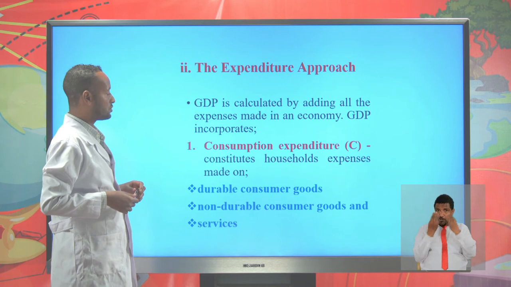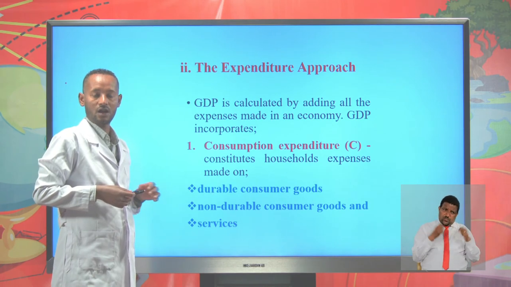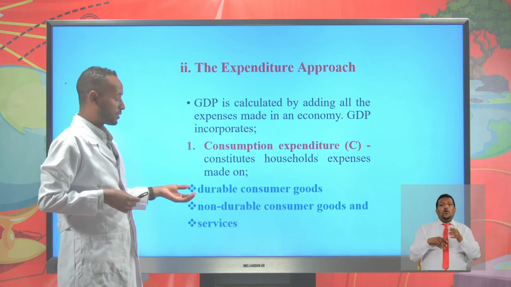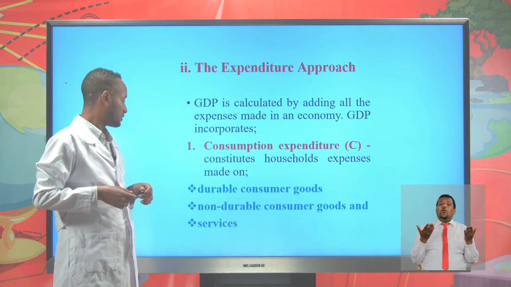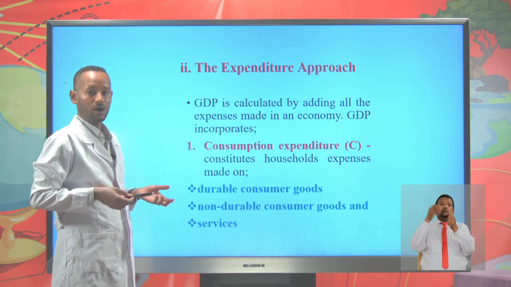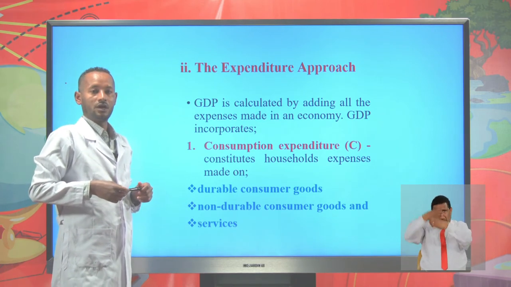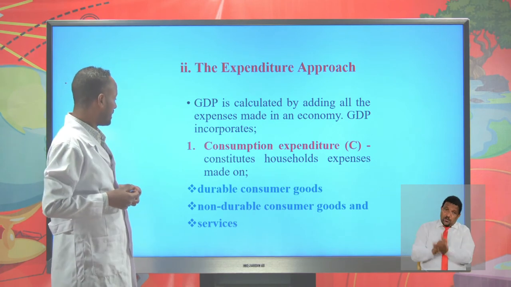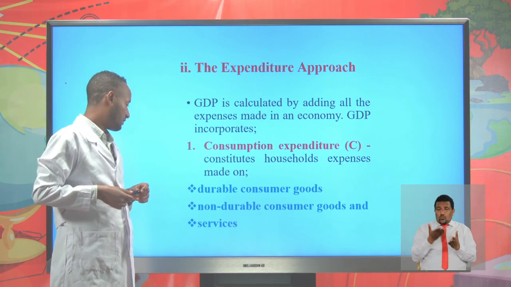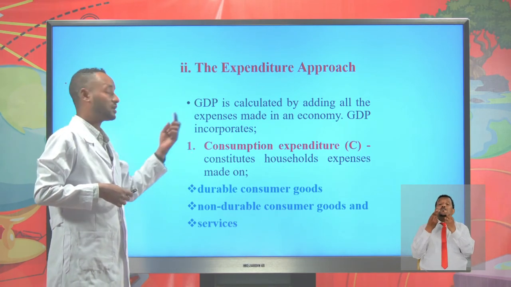The consumption expenditure constitutes households' expenses made on durable consumer goods, on products that we can use for a long period of time, like furniture, television, table, and the likes. And the non-durable consumer goods are those goods that we cannot use for a long period of time, which are perishable, such as potato, onion, tomato, and the likes. And the last one is service. The service expenditure constitutes education service, health service, and the like. So by adding all the expenses made on durable consumer goods, non-durable consumer goods, and services, we can calculate the consumption expenditure. This is one component of measuring GDP using the expenditure approach.